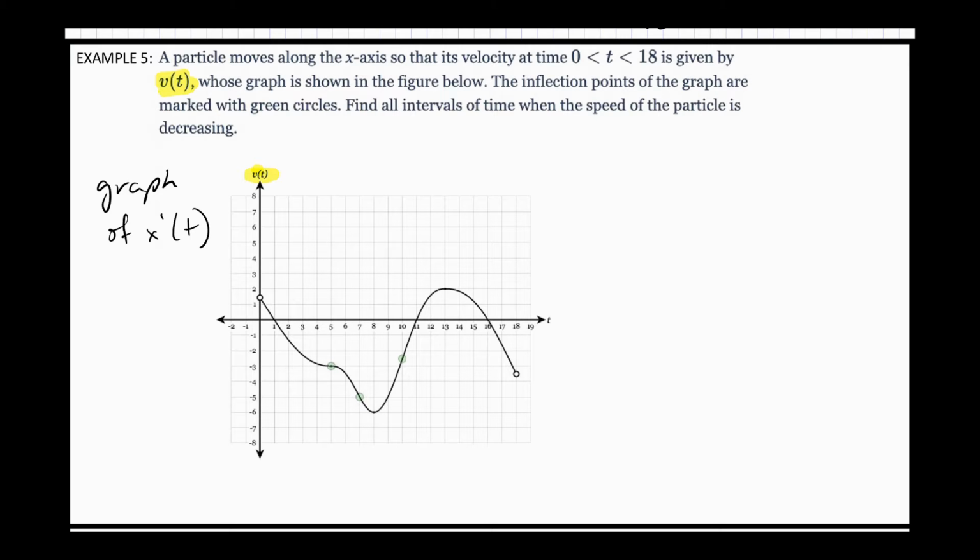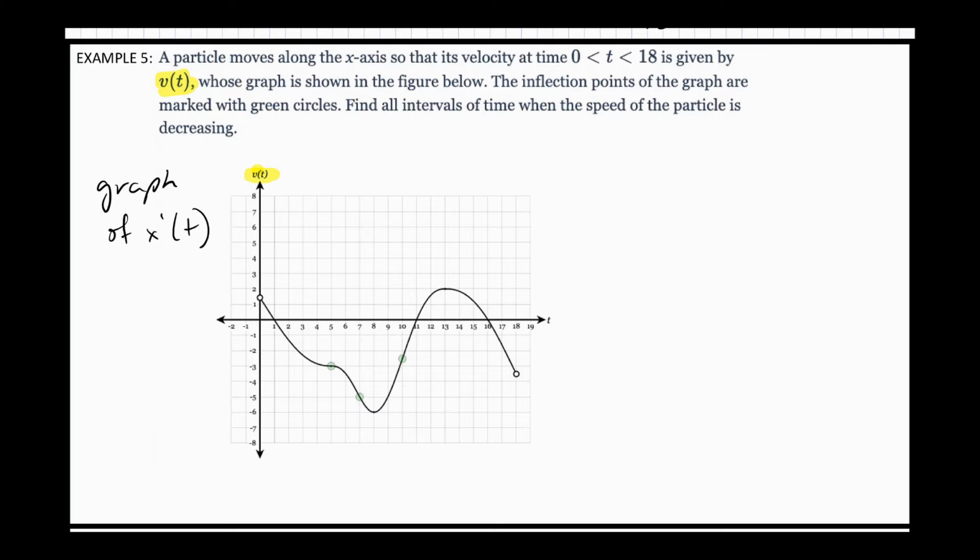Okay, so whose graph is shown in the picture below? The inflection points are marked in green. They're marked in green on mine, but they didn't come out green, but there should still be little circles on there. So on yours, there are little circles on the graph. Looks like at x equals 5, x equals 7, x equals 10, and that's it. The last one is not one of the green circles. It's the end of the interval. So those are inflection points.